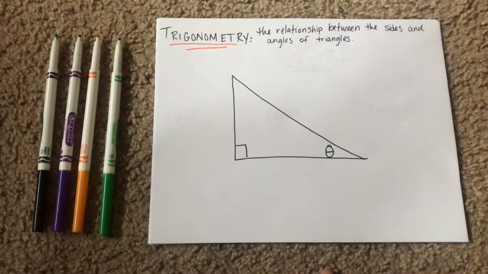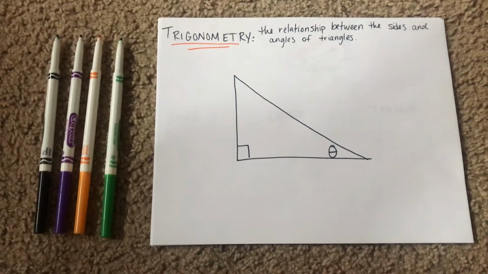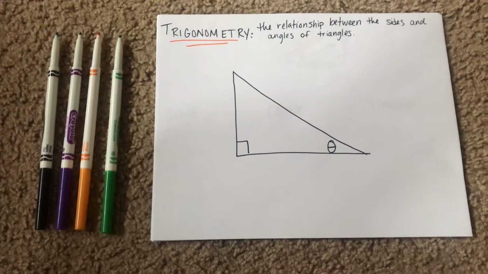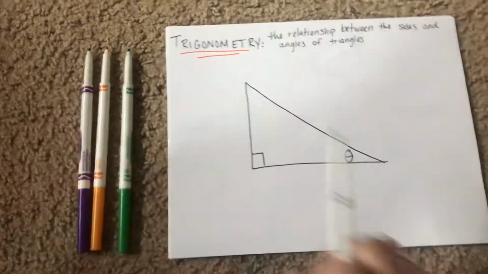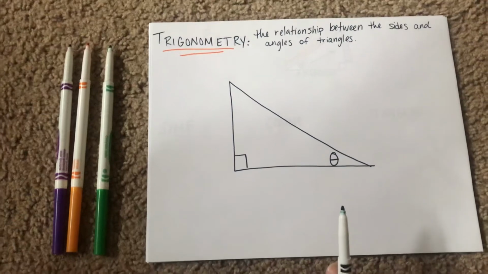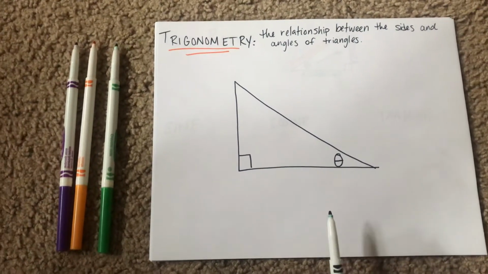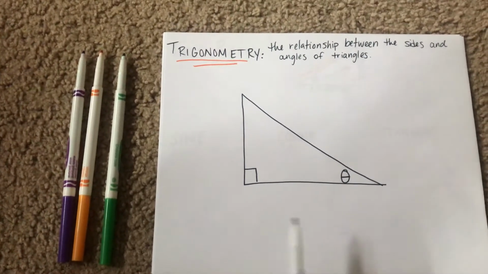So this week we're going to start talking about different trigonometry functions. There are 3 of them that we're going to be talking about. But before we get started on that, we're going to talk about a couple of things. So first, this is a relationship between sides and angles. Whenever we're talking about angles, we're going to have different ways to relate them.